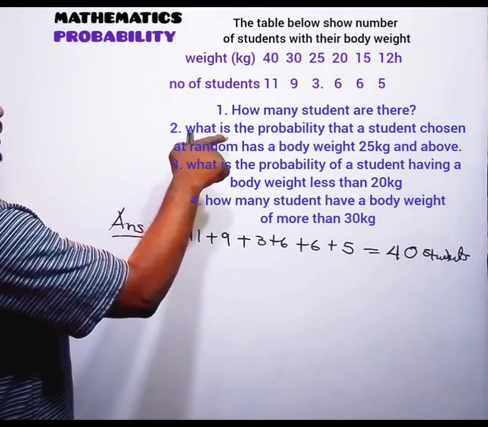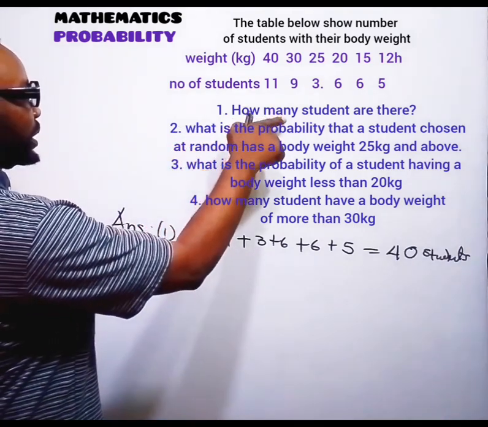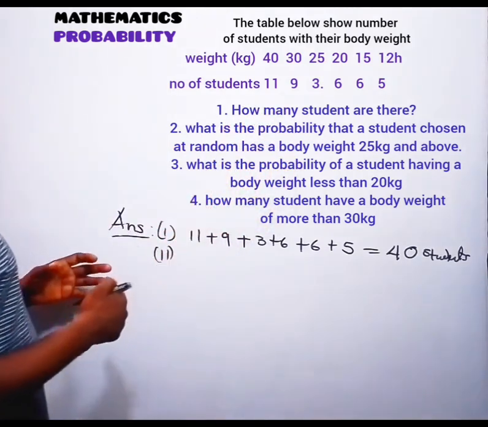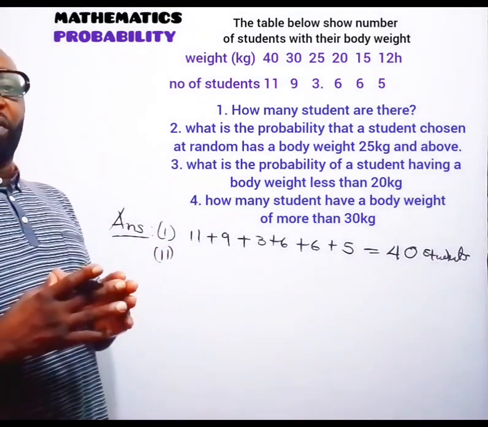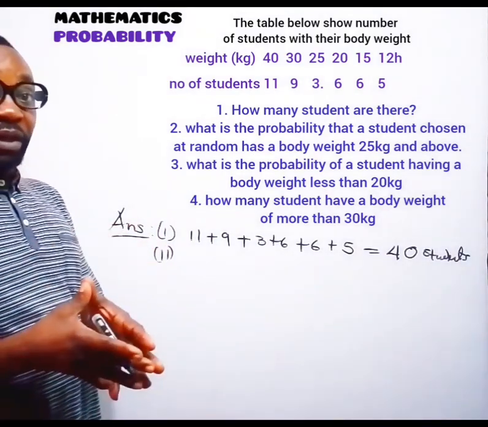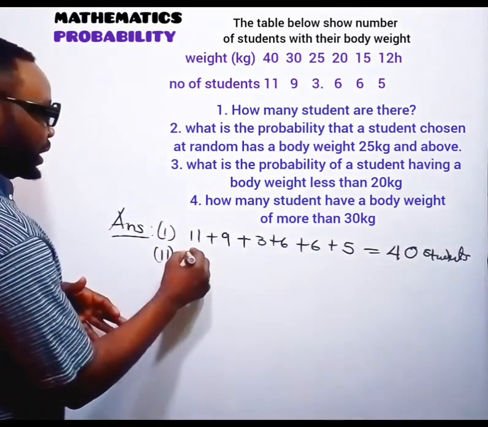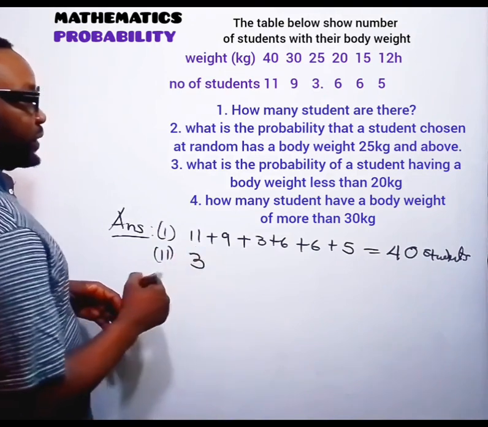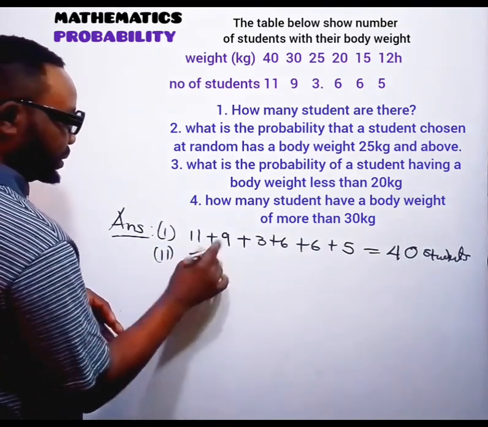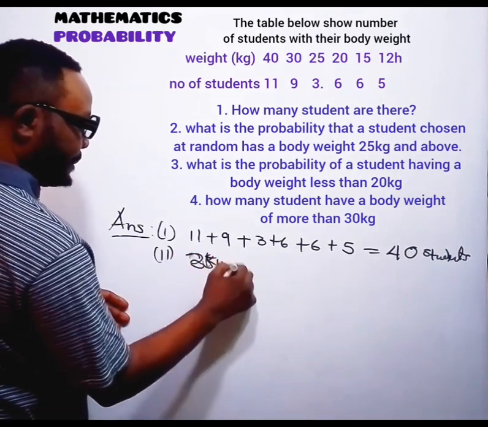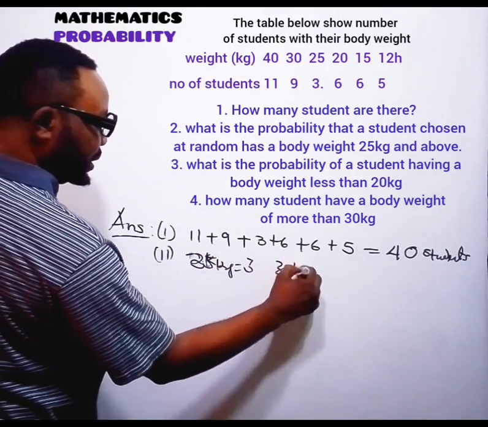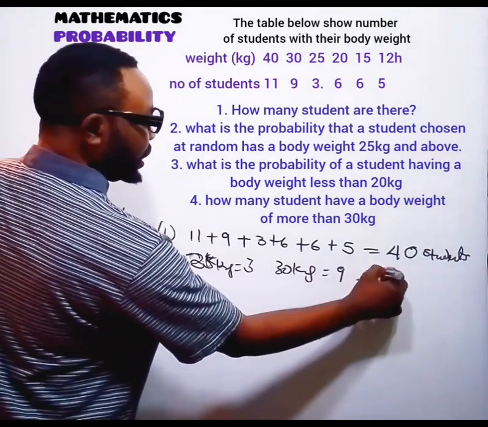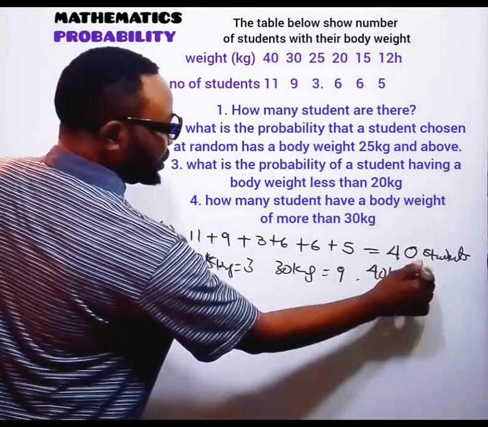As you have it here, you can see that the students that have 25 kilogram weight are 3 in number. Now, for those that have 25 kilogram and above, we are going to start from that 25 kilogram itself. There are 3 students with 25 kilogram. Those with 30 kilogram, there are 9. And those with 40 kilogram, they are 11 students.